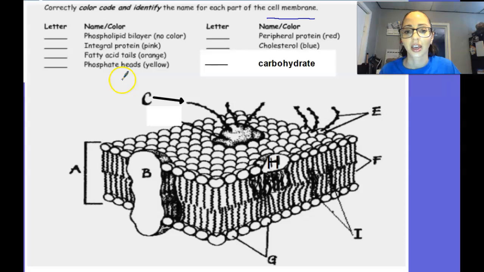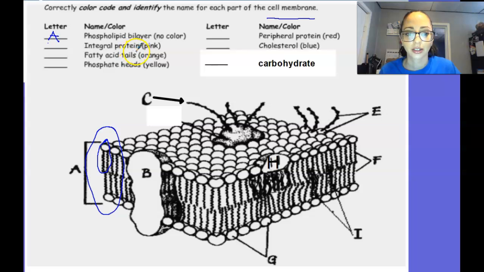Okay? And the cell membrane has all these components in it. So I want you to go one by one and then try to identify each of them. So the first one, phospholipid bilayer. Which one is the phospholipid bilayer? So this over here is the phospholipid bilayer. This is a phospholipid bilayer because we have two layers of it. Okay, so A will be phospholipid bilayer.